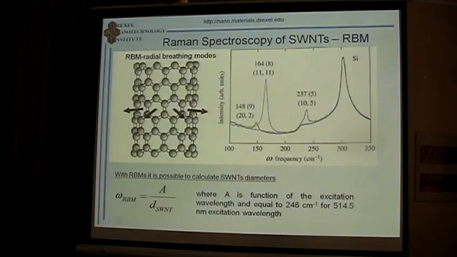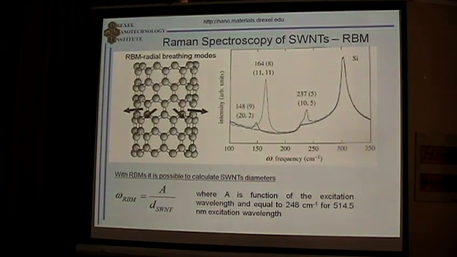Very similar way with radial breathing modes. You have a breathing of the tube, and radial breathing modes will depend strongly on the tube diameter. And it's inversely proportional, so the frequency will be inversely proportional to diameter. So you can calculate the diameter of tubes by using Raman spectroscopy.